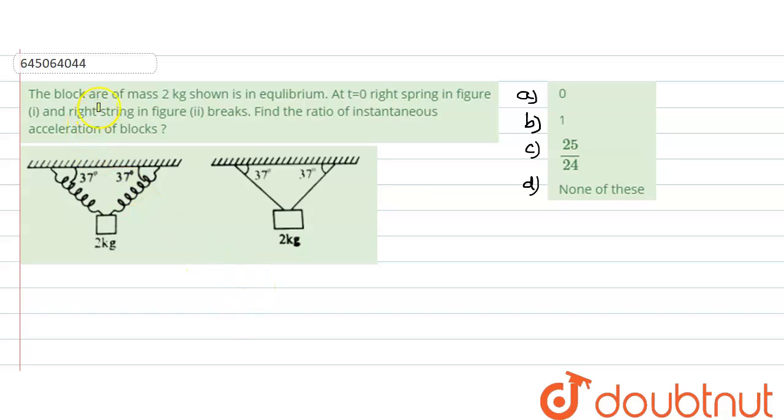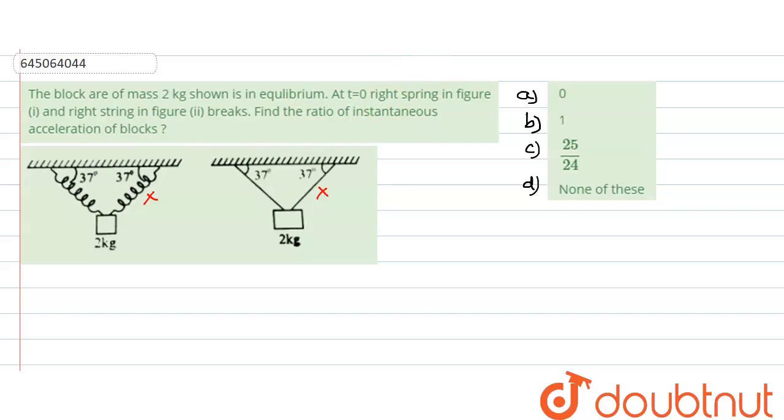Hello everyone, let us start with our question. In this question, what is given? The blocks are of mass 2 kg, which are shown in equilibrium. Now at t equals 0, the spring in figure 1 and the string in figure 2 break. So this is basically breaking, this one and this one. We need to find the ratio of the instantaneous acceleration of the block.